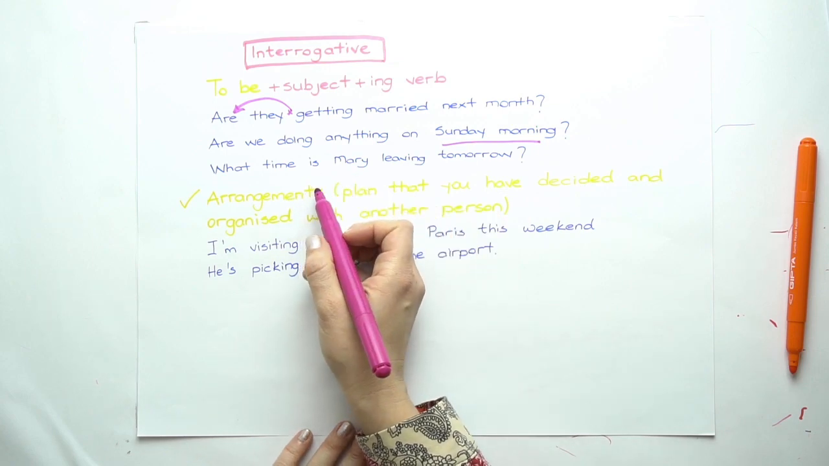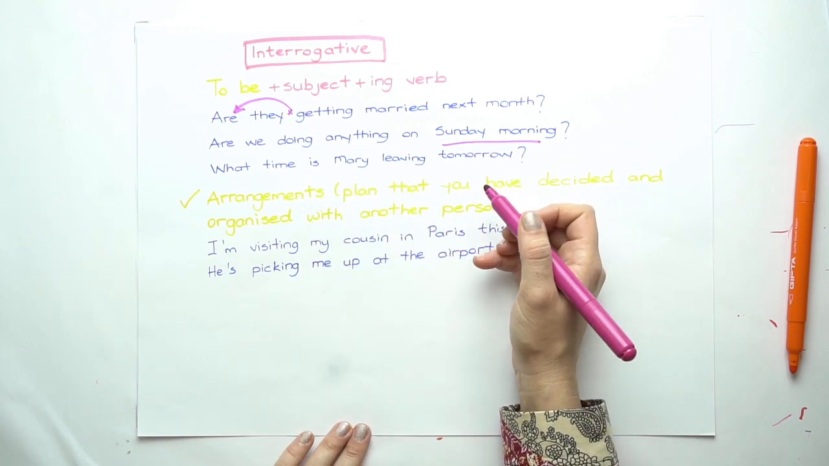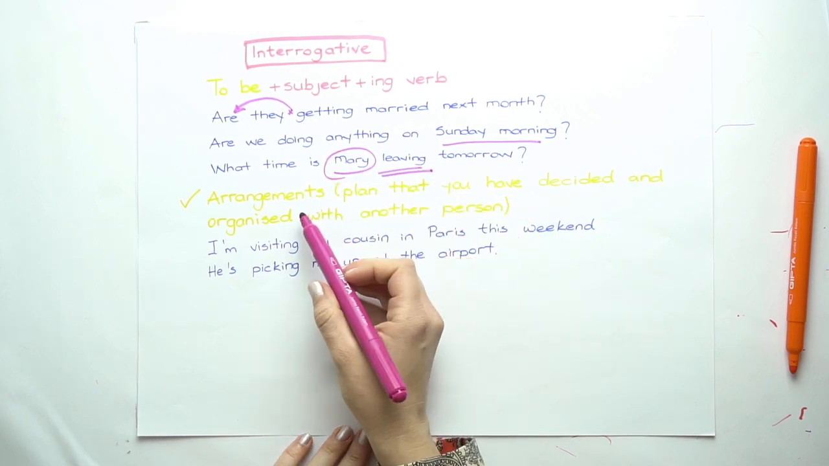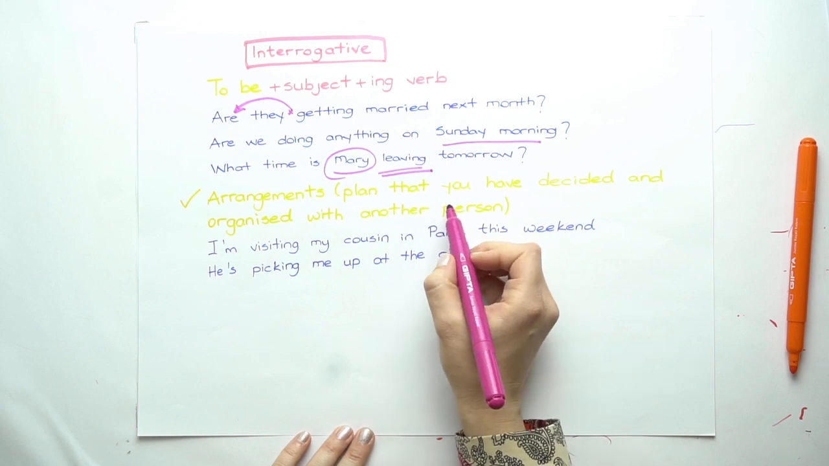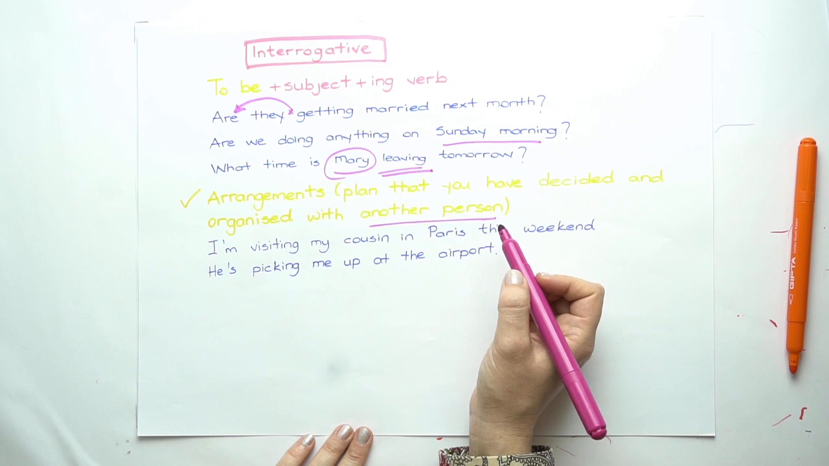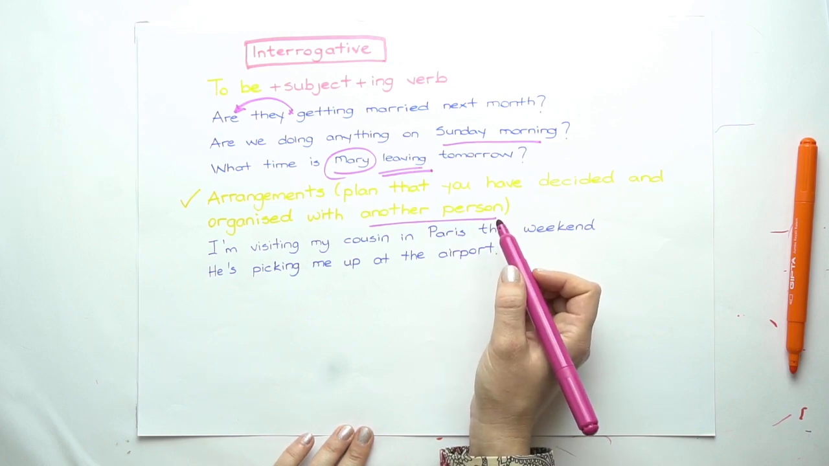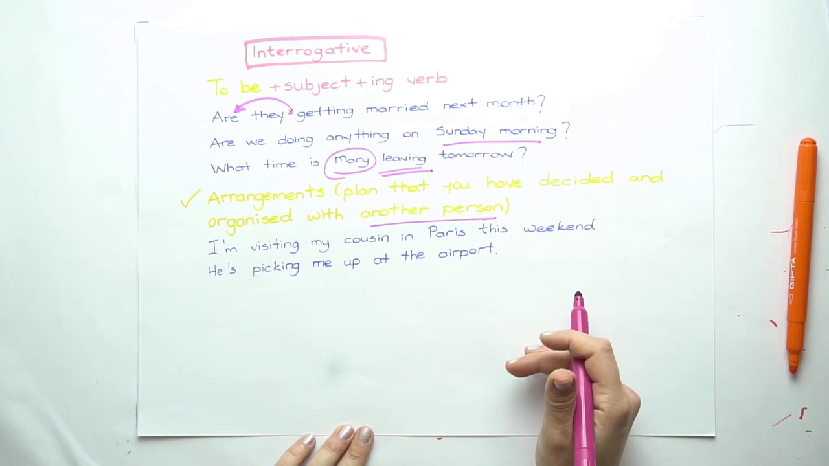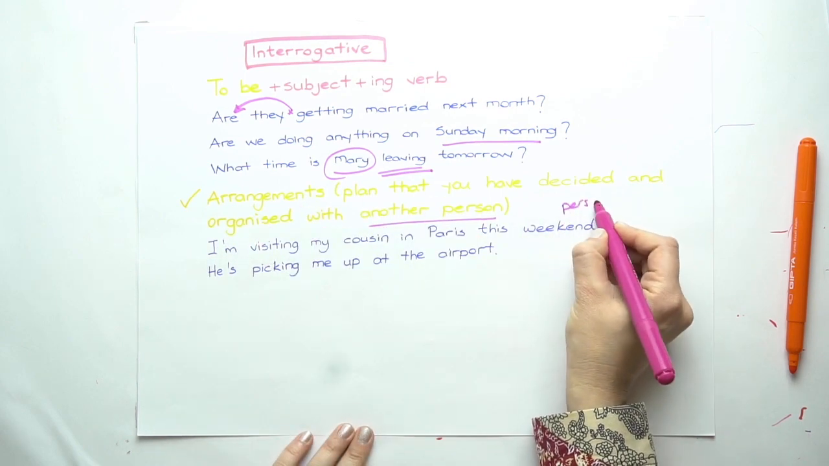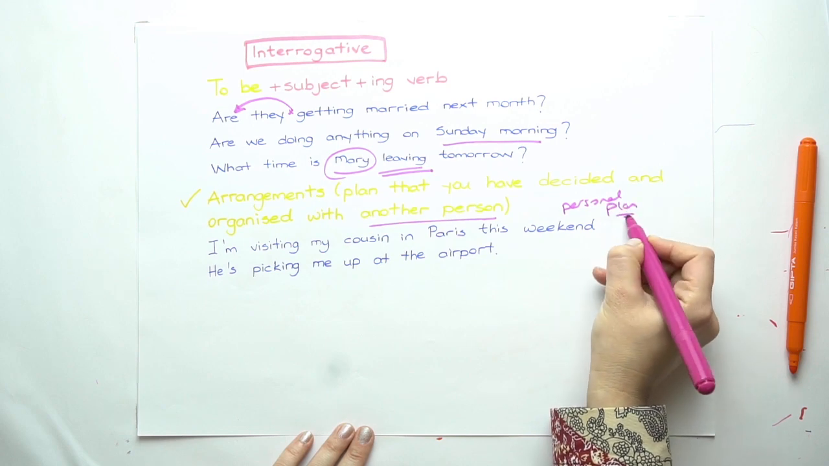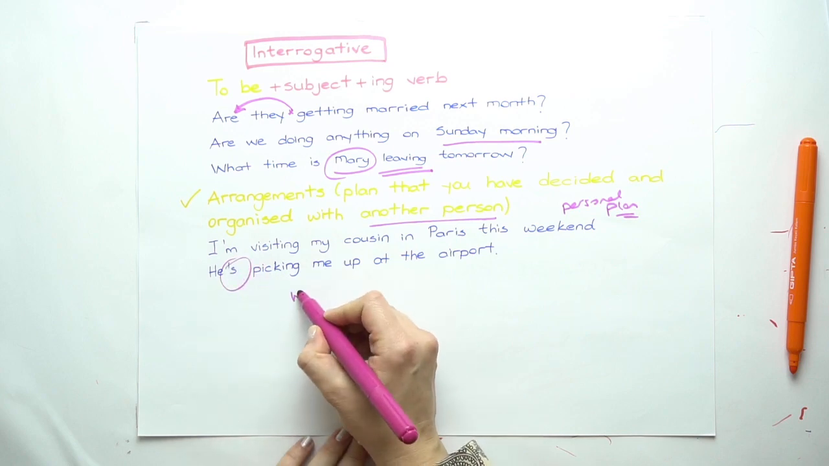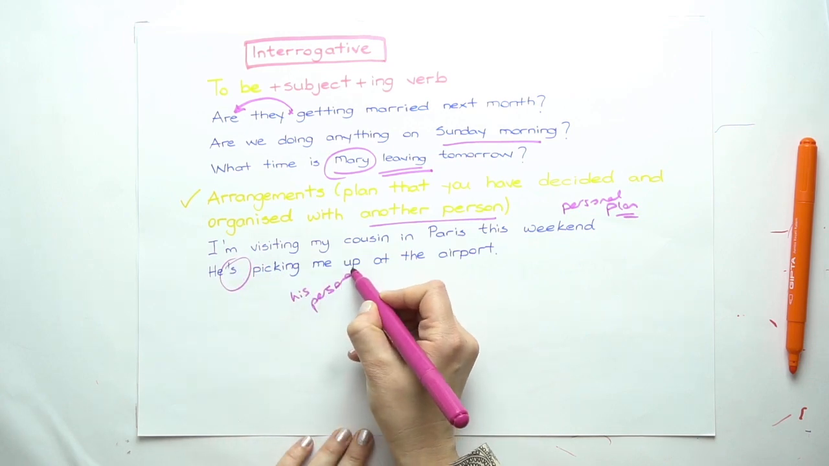What time is Mary leaving tomorrow? What is her plan of leaving? Now, for an arrangement, a plan that you have decided and organized with another person, I'm also using present continuous tense. I'm visiting my cousin in Paris this weekend. This is our personal plan. He is picking me up at the airport. Again, this is his personal plan.